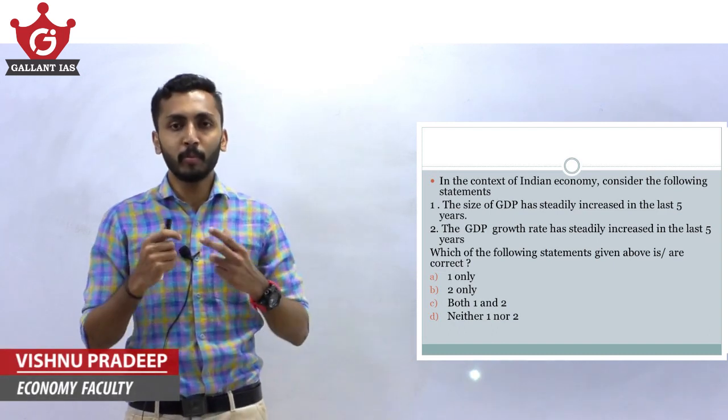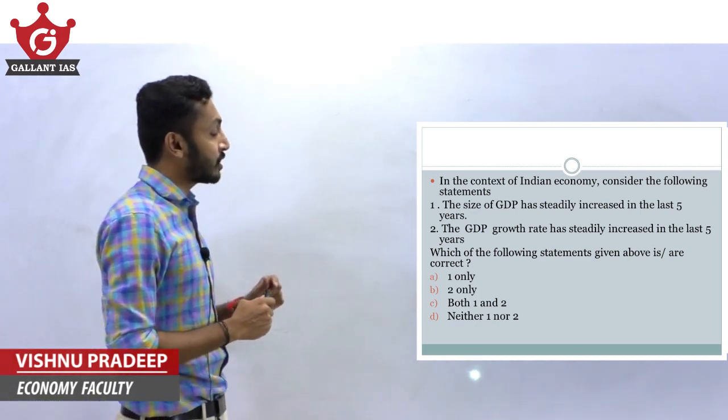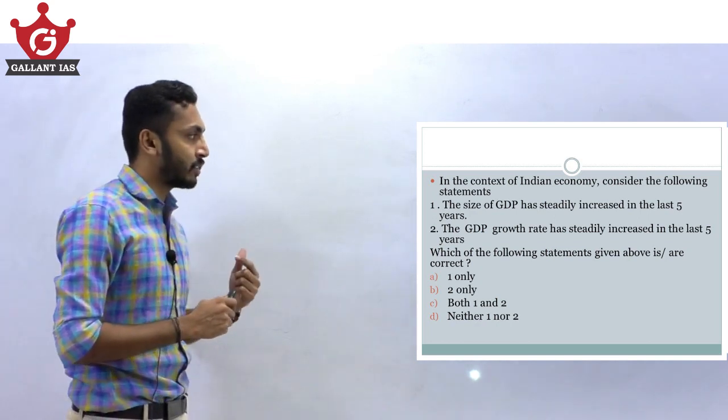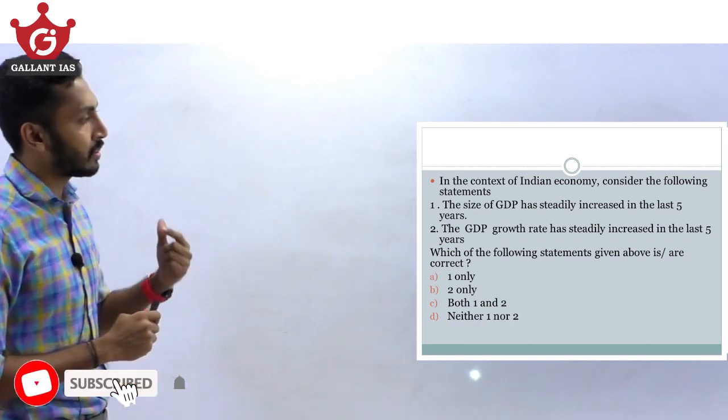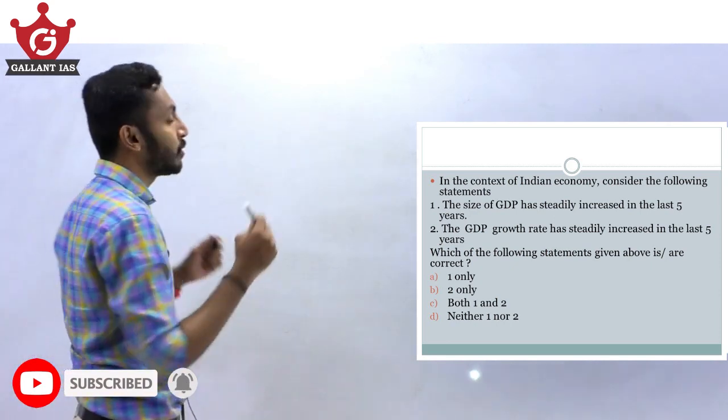Here we are discussing the probable questions for UPSC 2020 prelims. So the question is, in the context of Indian economy, consider the following statements. The size of GDP has steadily increased in the last 5 years. The GDP growth rate has steadily increased in the last 5 years. Here the question is regarding the size of GDP and the GDP growth.